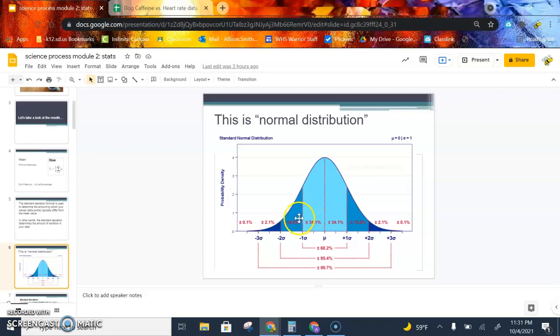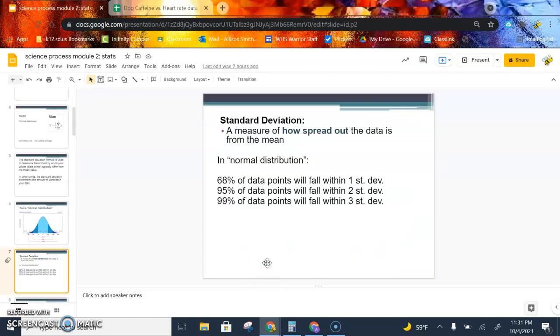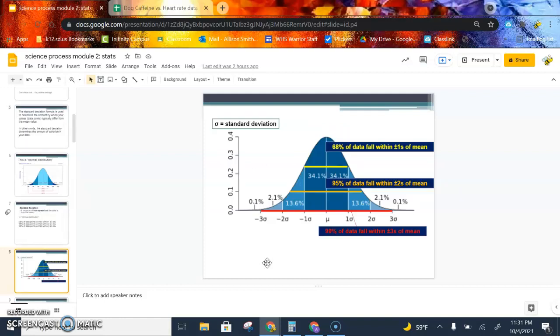Okay, 2 standard deviations then you have to add on to that. That's going to include 95% of my dog's heart rates falling within 2 standard deviations from the average. And then 3 standard deviations, you're looking at 99%, or almost all of my dog's heart rates would fall within 3 standard deviations. And so standard deviation, again, is how spread out your data is from the mean.